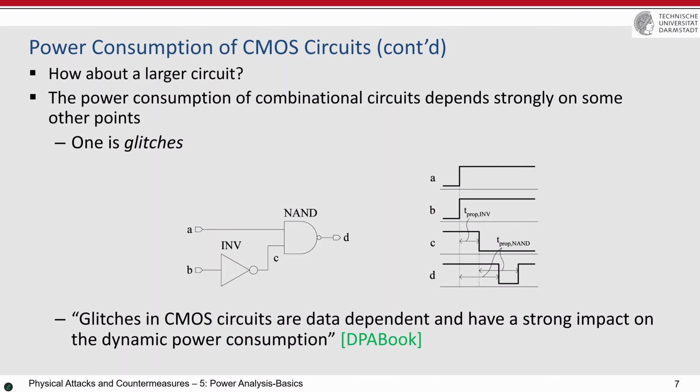For that reason, something which is written in the DPA book, the book that I explained to you in the first session as one of the main materials of the lecture: glitches in CMOS circuits are data dependent and have a strong impact on the dynamic power consumption. Of course, we do not model the glitches, but what we say is that when the input of the combinational circuit changes, the amount of power consumption depends on the input. Why? Any input that you have to the combinational circuit leads to a different form of glitches.